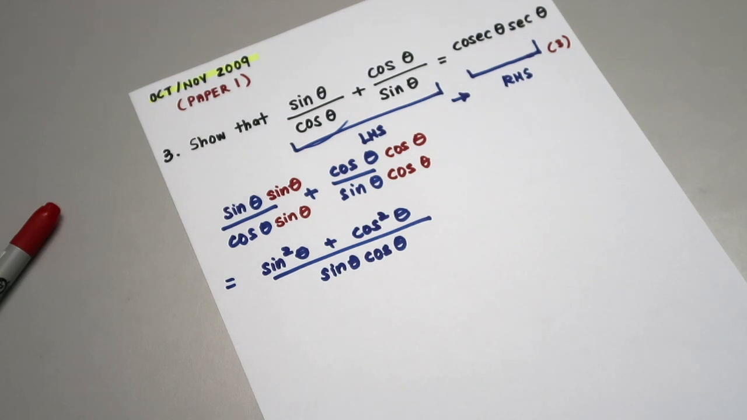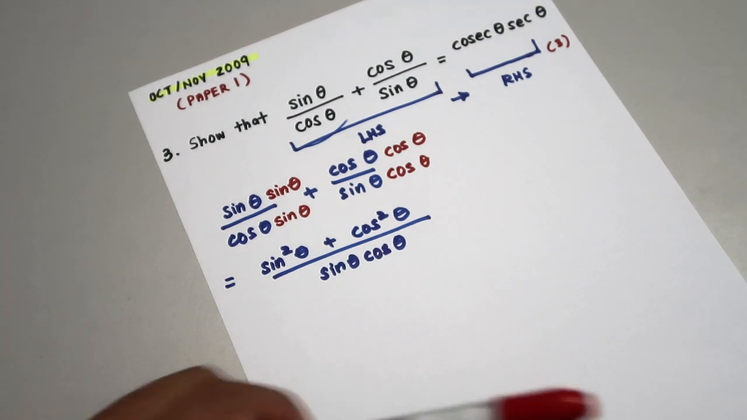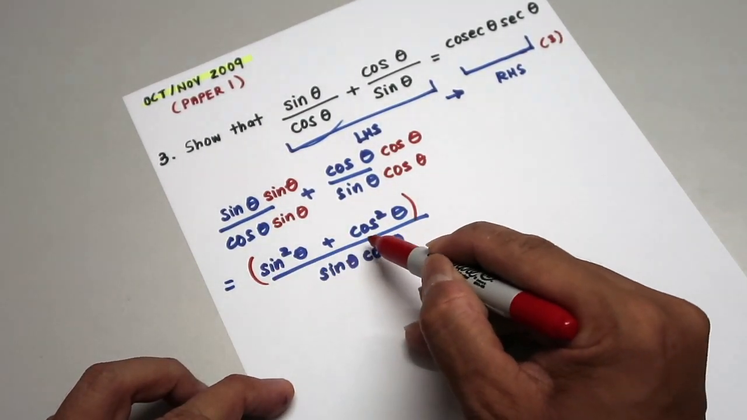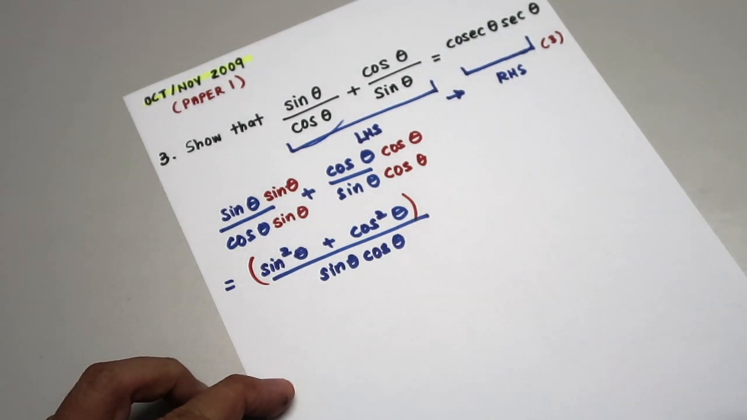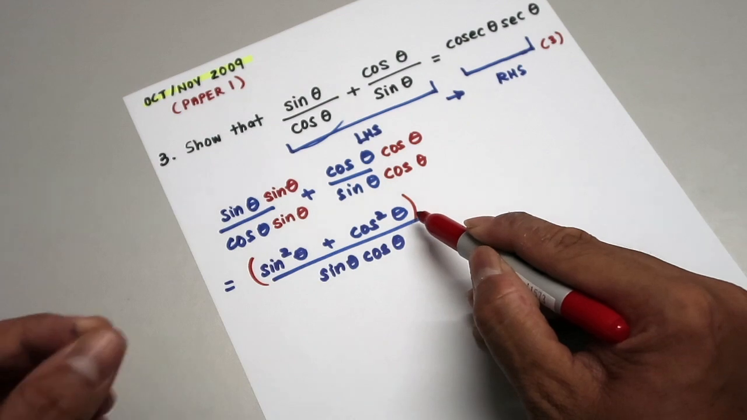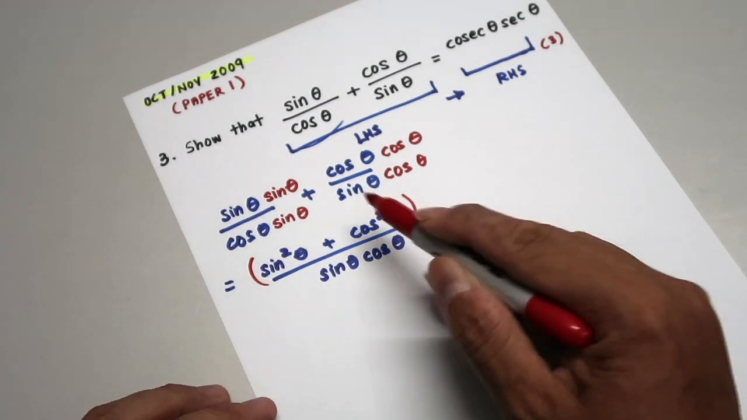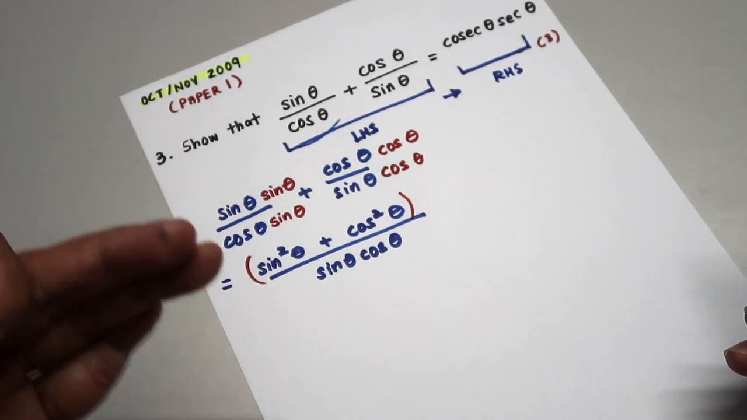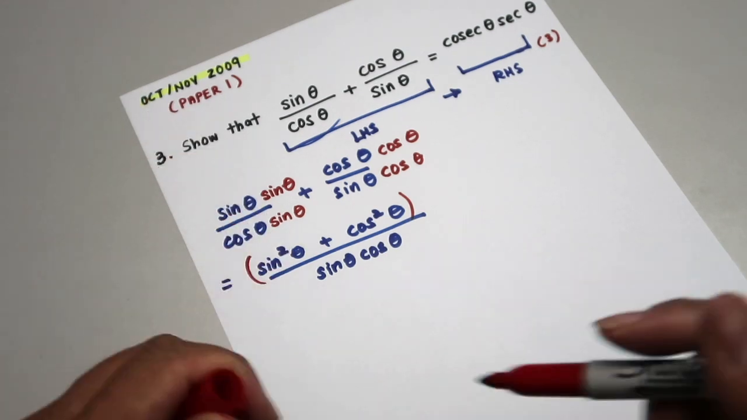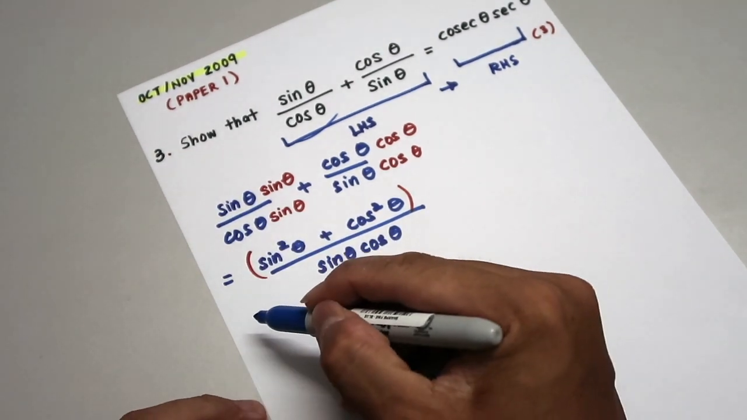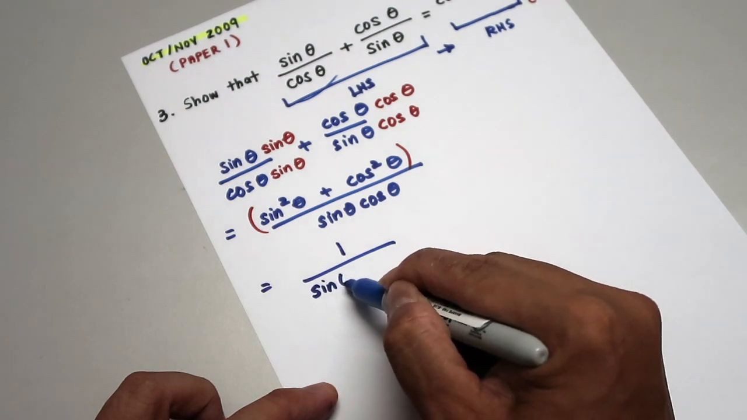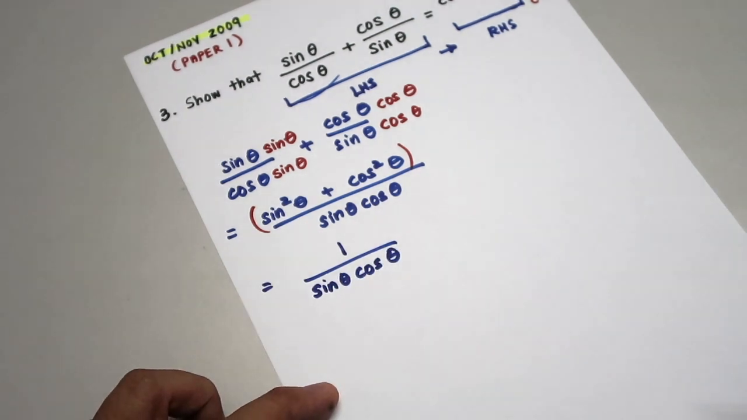Always remember, choose the right identity. If you notice, 70% of the time, the first general identity will always be used, which is sine square theta plus cos square theta always gives you a 1. So every step carries marks. Just by using the right identity or by equating the denominator, making them into a single fraction, you get marks along the way. So keep on trying. Each step will lead you to the next. So what we have here is 1 over sine theta cos theta.